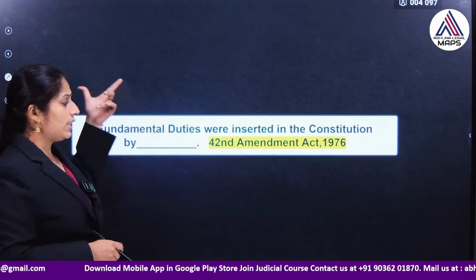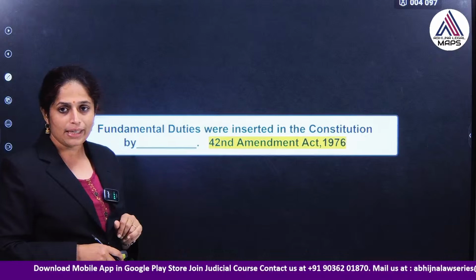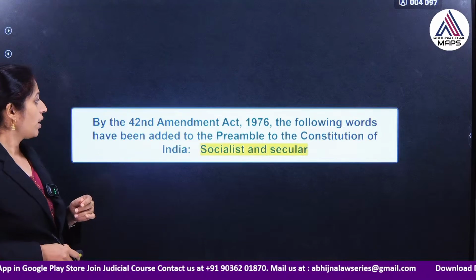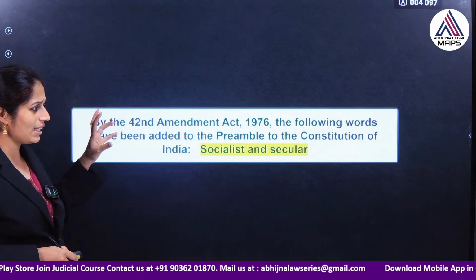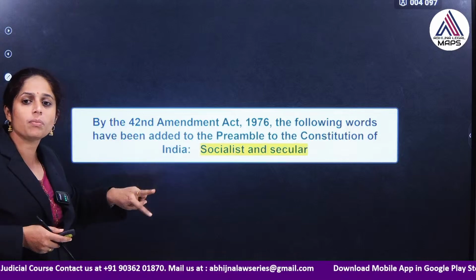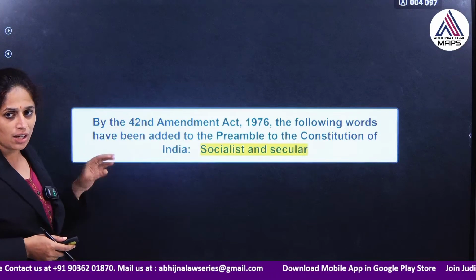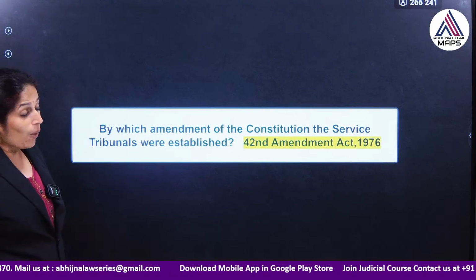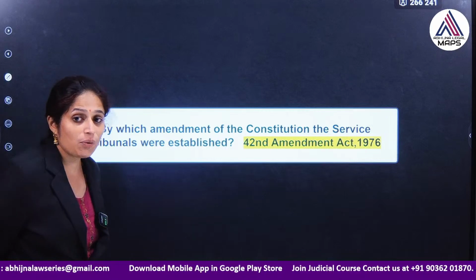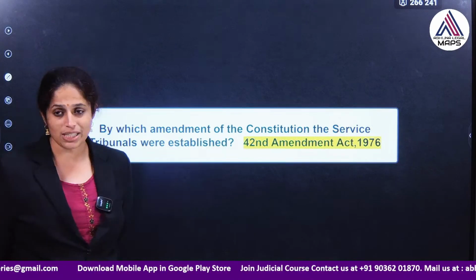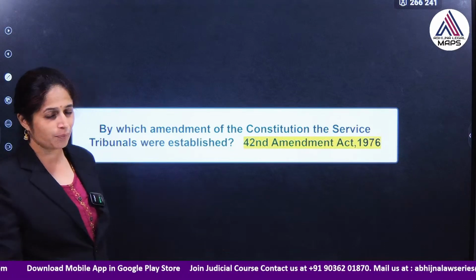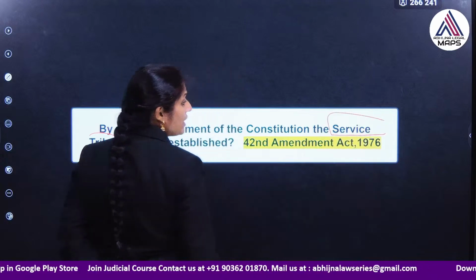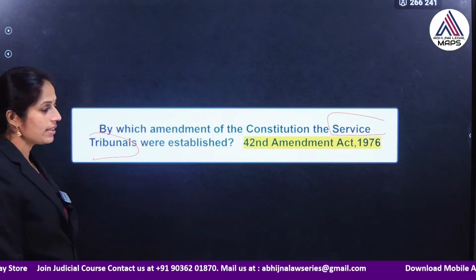So, fundamental duties are the outcome of the 42nd Amendment, 1976. The same question repeated, socialist and secular. So you can see that the questions are being asked in different ways. This is one such thing, socialist and secular. Then, okay, already we have seen that article 323A was introduced, regarding administrative tribunals and other service tribunals. So service tribunals were introduced by the 42nd Amendment Act of 1976.